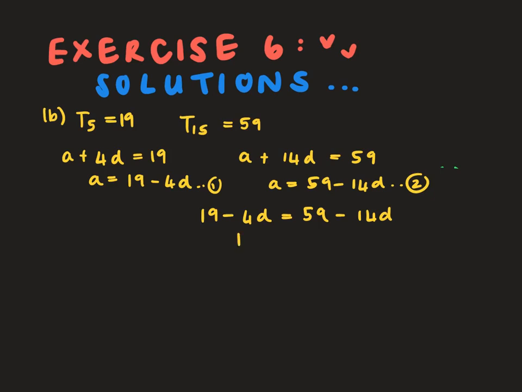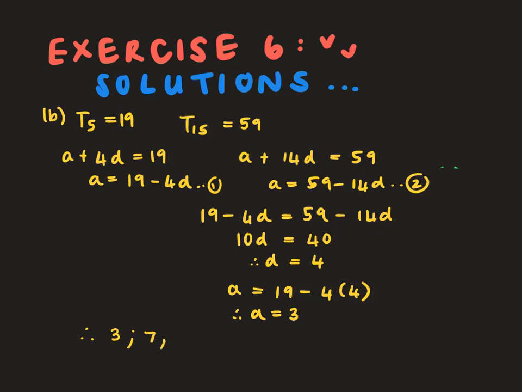And let's solve. So 10D will be equal to 40. So our constant difference is 4. Awesome. Now we're going to sub either back into equation 1 or 2. It doesn't matter. So I'm going to sub it into equation 1. Now we know that D is equal to 4. So A is going to be 19 minus 4 times 4. So 19 minus 16. So A is 3. So your pattern is going 3. Constant difference is 4. So we add 4. And so we go. Cool.